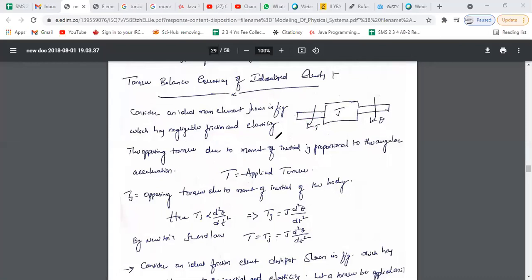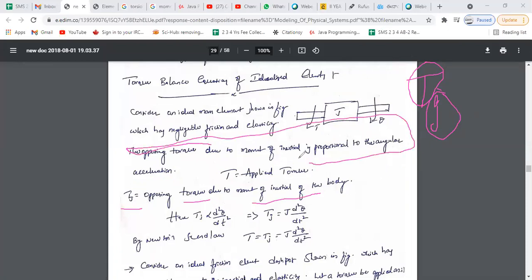When the torque is applied to the rotational system, the moment of inertia of the mass of the system forces some opposing torque, which is proportional to angular acceleration. So T suffix J is nothing but the opposing torque, capital T, due to J, which is the moment of inertia of the mass or body. T_J is the opposing torque due to the moment of inertia of the body, and it is proportional to angular acceleration.